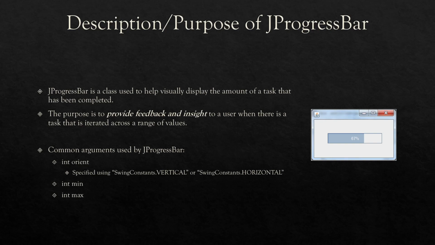So, JProgressBar is a class used to help visually display the amount of a task that has been completed. The purpose is to provide good feedback and insight to a user when there's a task that's iterated across a range of values. Common arguments used by JProgressBar include orient, so that's specified using Swing constants .VERTICAL or .HORIZONTAL, and then there's also integer min and integer max, and that's an image of the progress bar on the right.